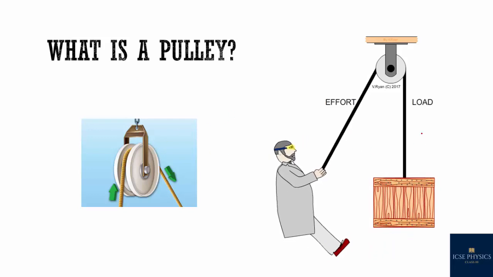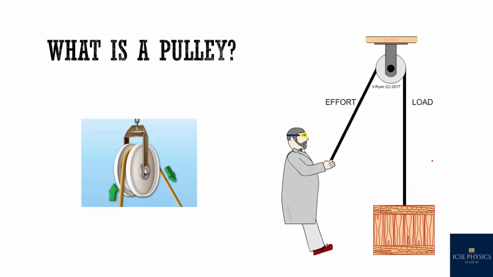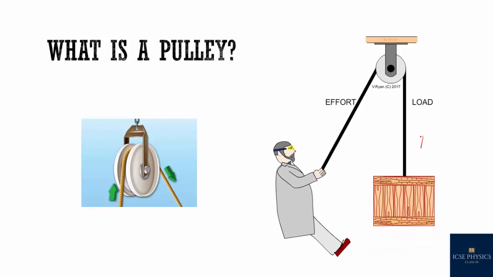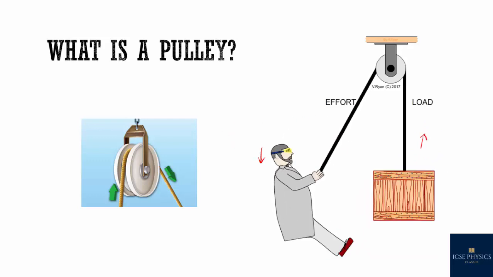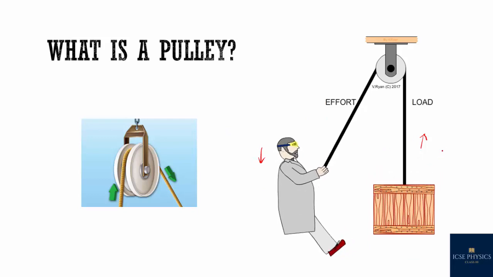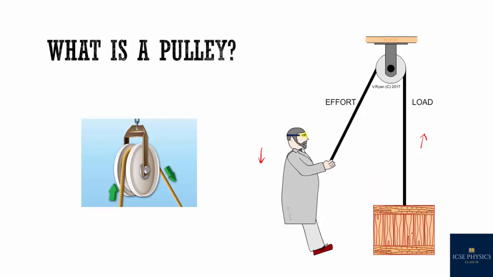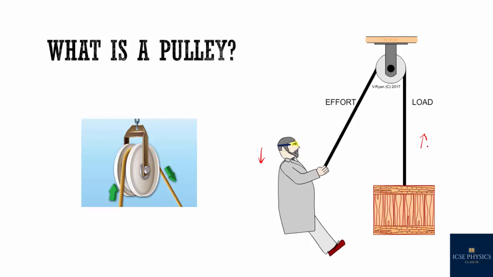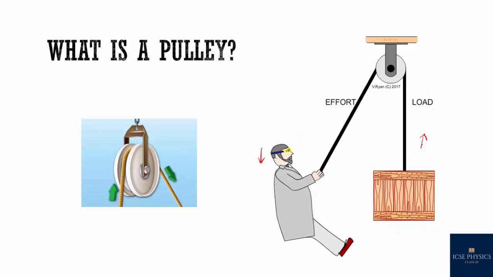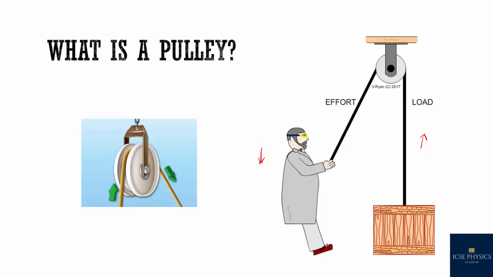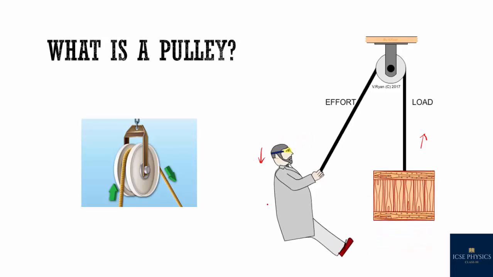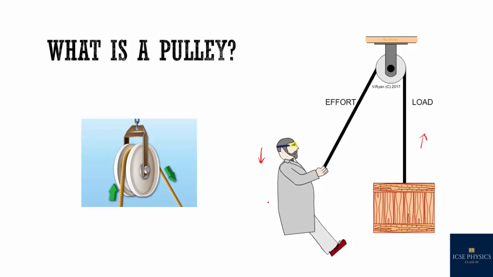Earlier, the direction of the load was upward, right? And the direction of gravity is downward towards the earth. So earlier, if you lift the load directly up, you were doing work against gravity. Now with the help of a pulley, you can apply the force with gravity. So it makes work easier.